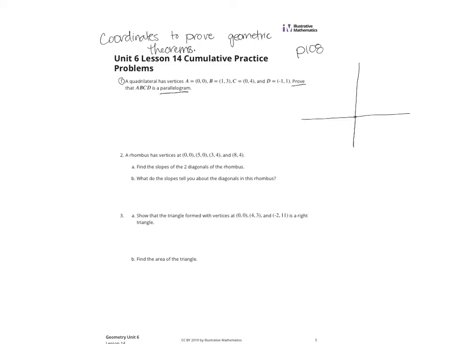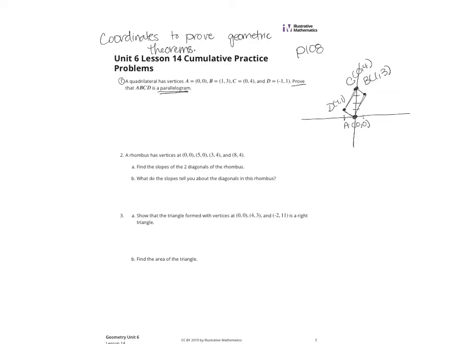So A is at 0, 0. And then B is at 1, 3. Let's pencil in C, that's at 0, 4. And D is at negative 1, 1. So if I connect those, this is a rough sketch of my quadrilateral. And it wants me to prove that it's a parallelogram.